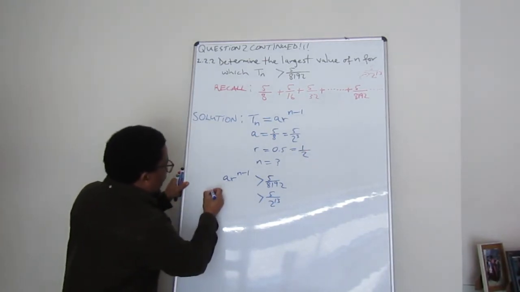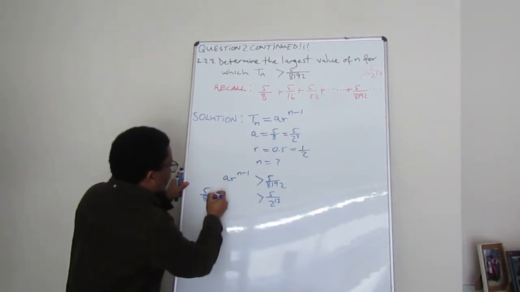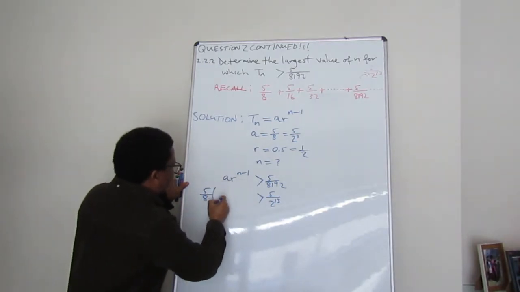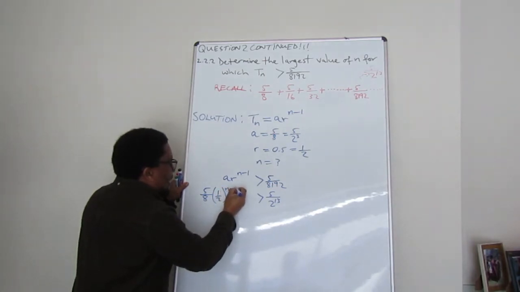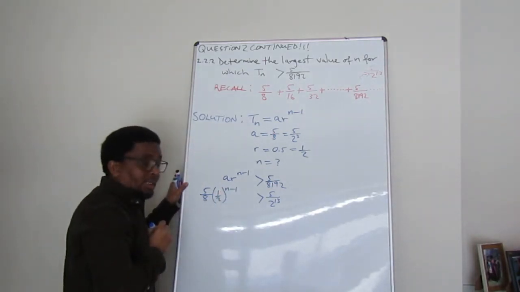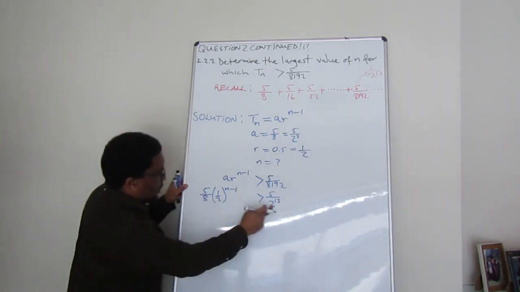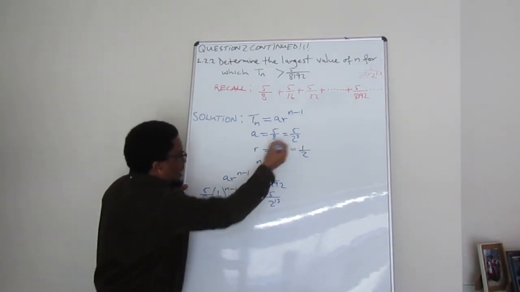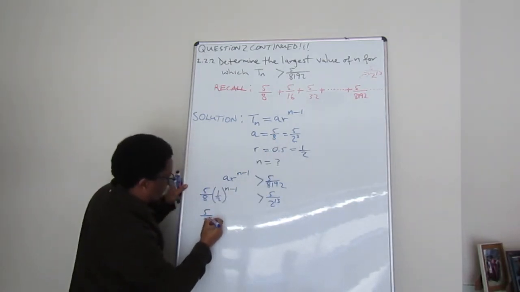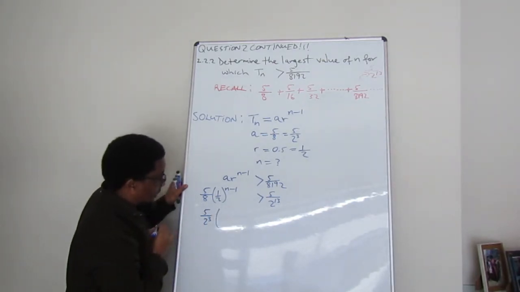What is my A then? A is 5 over 8, multiplied by R. R is 1 over 2, all to the power N minus 1. It's better if I write it like that. Now, this one, let me also change it because I've changed it there. This will be 5 divided by 2 to the power 3, then into here if I want.